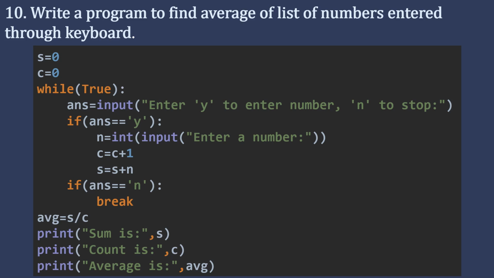Then it has to count how many numbers you have entered. Then it will take the sum of the numbers and divide by the count of numbers. That's how you can get the average of the numbers. So we'll do it like this.